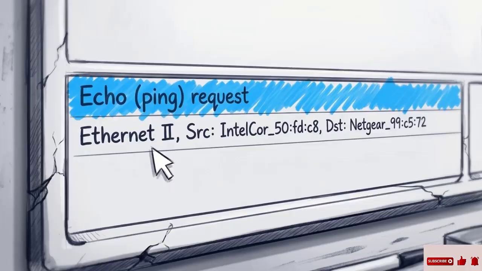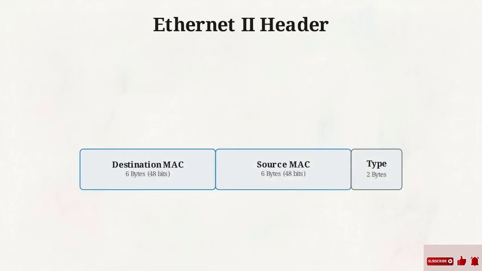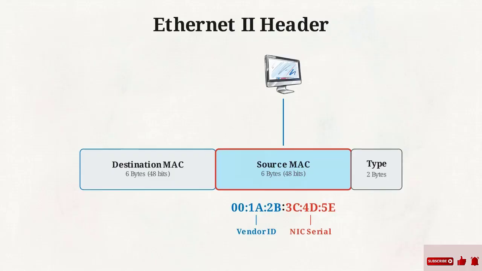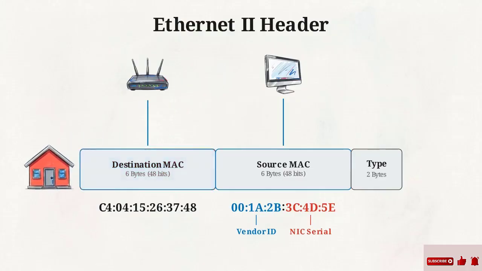Click on the first echo request packet in the top pane. Then, in the middle details pane, expand the section labeled Ethernet 2. This header contains the hardware addresses. You can see the source MAC address belonging to your PC and the destination MAC for your router. A MAC address acts like a house address, used exclusively for physical, local delivery on your immediate network.